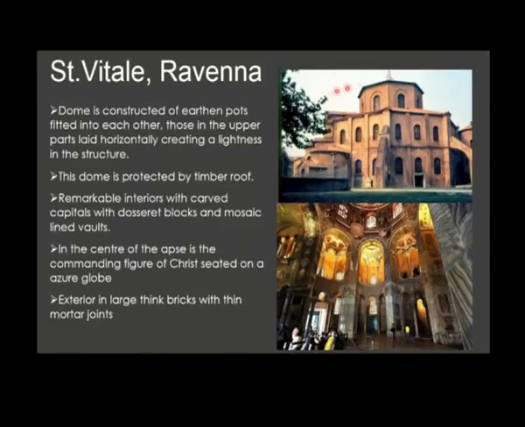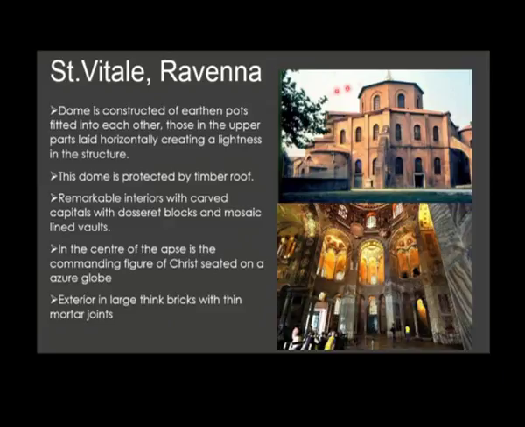The interiors are remarkably calm. The exterior is very simple, but the interior is remarkably carved, with capitals and mosaic-lined walls. It is very rich in the interiors and very simple when it comes to exteriors. In the center of the apse you can see the figure of Christ seated on an azure globe, and the exterior is large thick bricks with thin mortar joints.